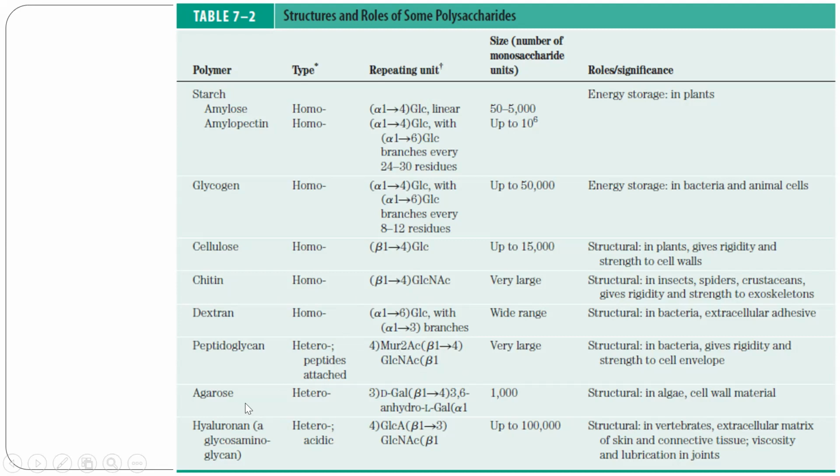And then you have the agarose, no? You can find that in algae, so in its cell wall. You have the D-galactose and the 3,6-anhydro L-galactose. So it utilizes the stereoisomer of galactose, which is the L-galactose, and anhydro, which means there is no hydroxyl group bonded to your L-galactose here.